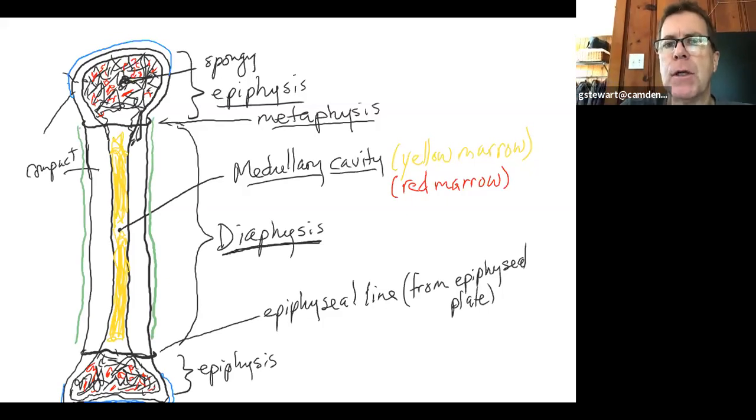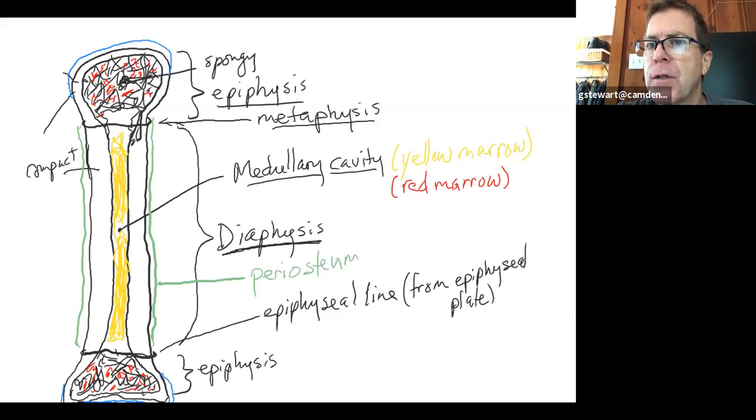It's a coarse, dense connective tissue that sort of serves as a jacket to the diaphysis, and that's called the periosteum. P-E-R-I means around, and osteum means bone. So it's a coarse, dense connective tissue, called the periosteum, that surrounds the diaphysis of a typical long bone. I'll talk about the functions of the periosteum later, soon.